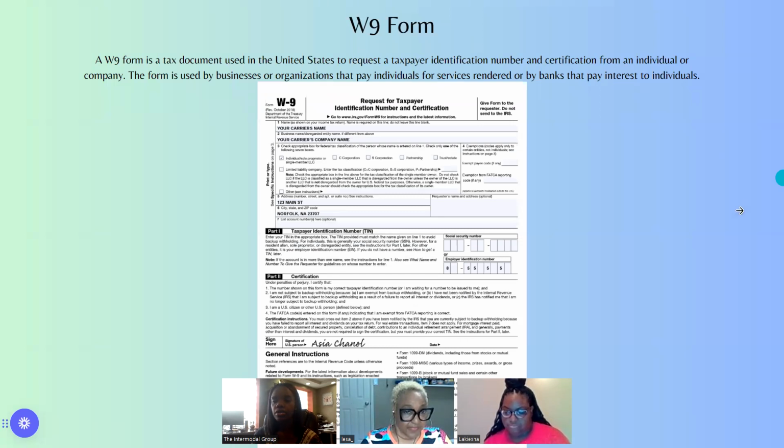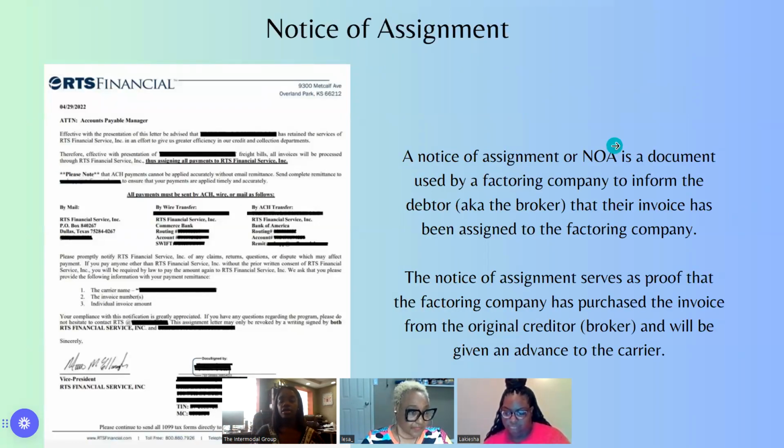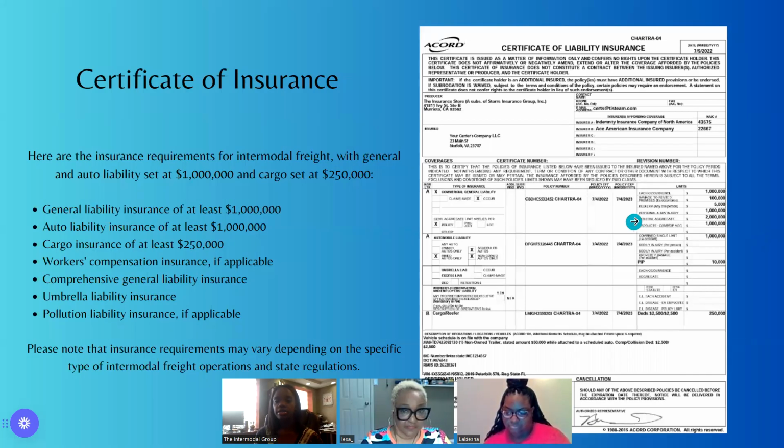Okay, so you need the W9 form, and then y'all notice of assignment. Y'all familiar with notice of assignments? It's the thing from the factoring company, just allowing them to be paid in advance. And their certificate of assurance, because they want to make sure that they're insured when they're moving the commodities of the freight. Same thing. I don't even think the prices changed that much. I think it's $1 million for the general liability, and I want to say maybe either $250,000 or $100,000 for cargo insurance. That's like the minimum requirements.